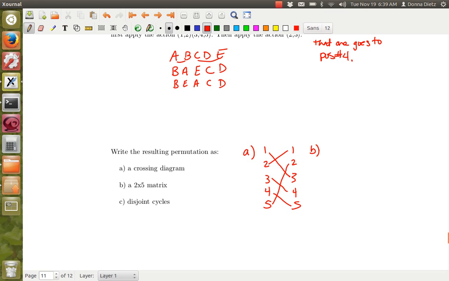And then a 2 by 5 matrix: 1, 2, 3, 4, 5. I don't care if this was letters or numbers either. If the guy in position 1 ends up in position 3, then you just say 1 goes to 3. Then the guy in position 2 goes to position 1. The guy in position 3 ends up in position 4. The guy in position 4 ends up in 5. And the guy in position 5 ends up in position 2.